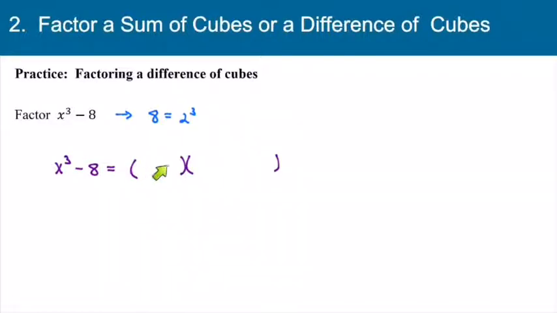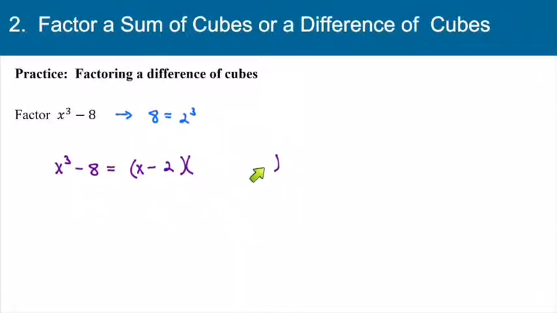And the way to get the first 2 terms is you say, what is this the third power of? Well, this is the third power of x. So x is going to go here. And then remember SOAP, same, opposite, then always positive. So this sign needs to be the same as what's in the problem, so that's a minus. And then, what is 8 the third power of? 8 is the third power of 2, so we're going to put a 2 here.